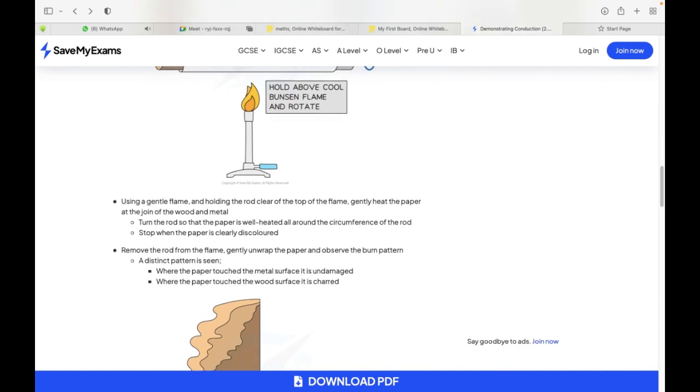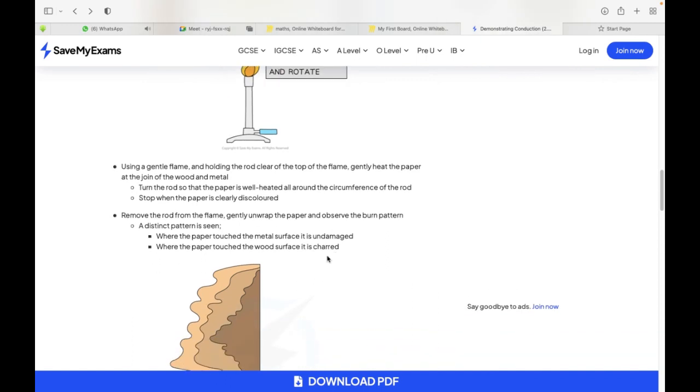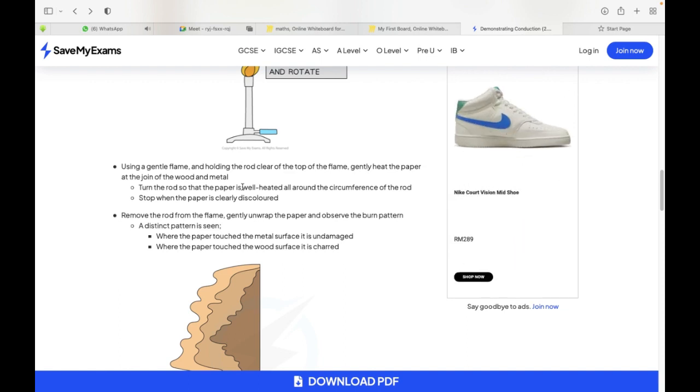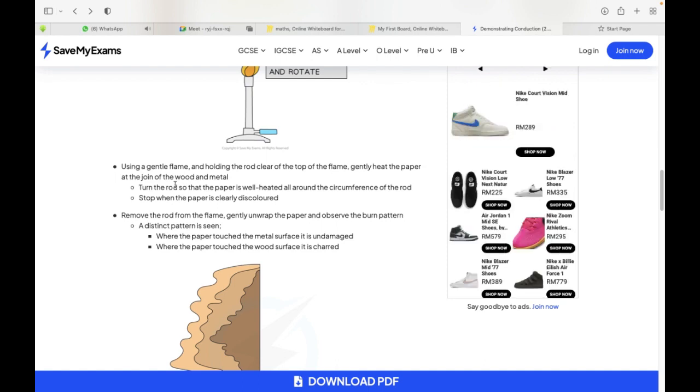Here are our observations and our results. You're going to use a gentle flame. This is an experiment, and this can help you in paper 6. Using a gentle flame and holding the rod clear of the top of the flame, gently heat the paper at the joint of the wood and the metal.